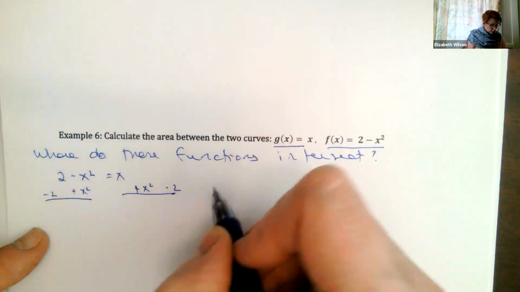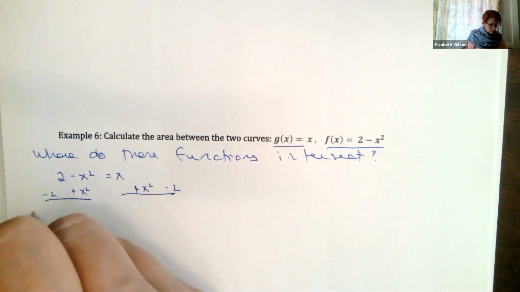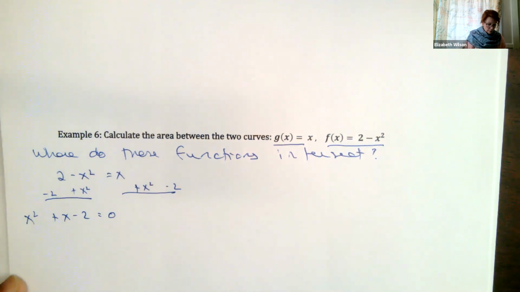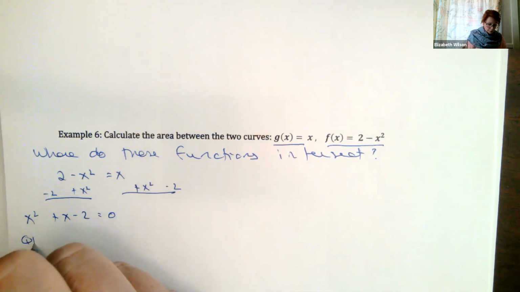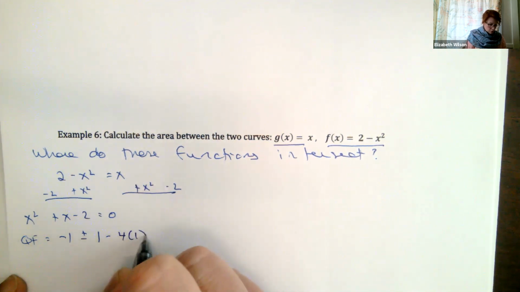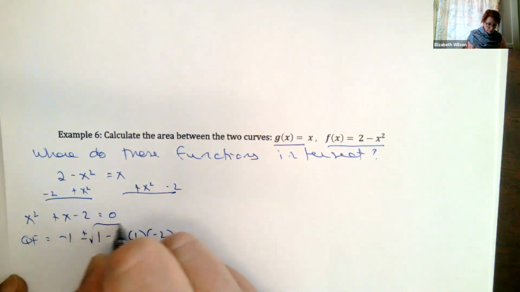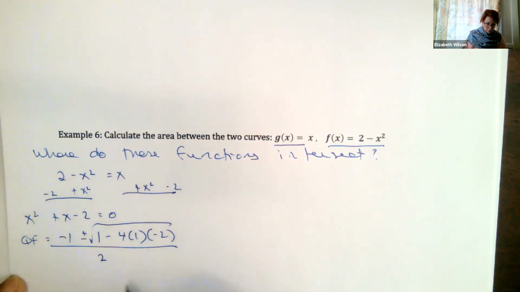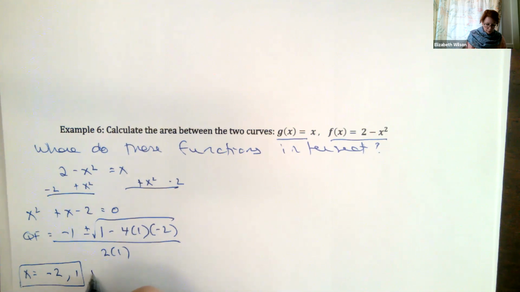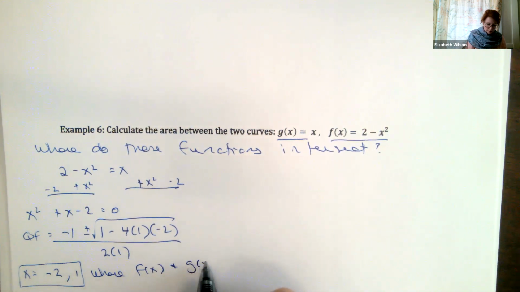And what are we going to get? x squared plus x minus 2 equals 0. I'm going to solve for x. I'll use the quadratic formula for that. So negative 1 plus or minus the square root of 1 minus 4 times 1 times negative 2, all over 2 times 1. So it's going to give us x is equal to -2 and +1. These are the places where f of x and g of x intersect.